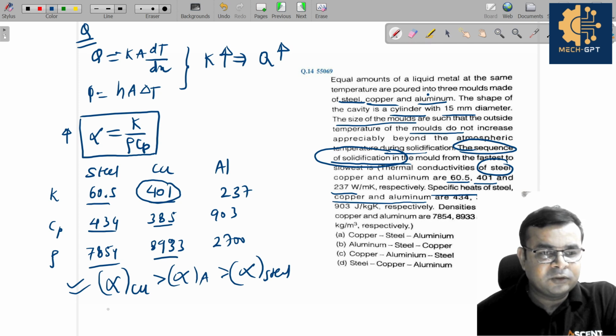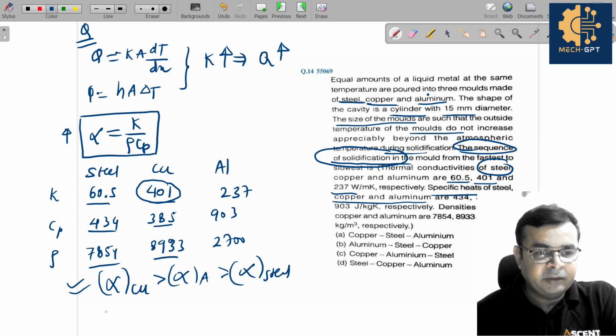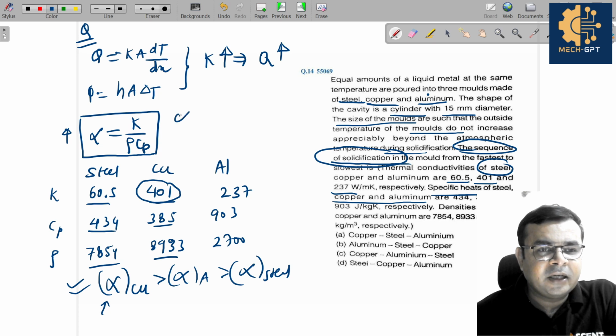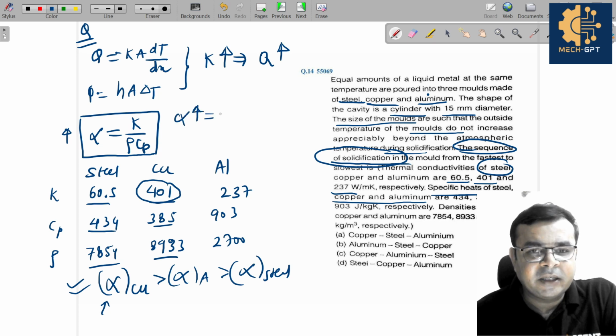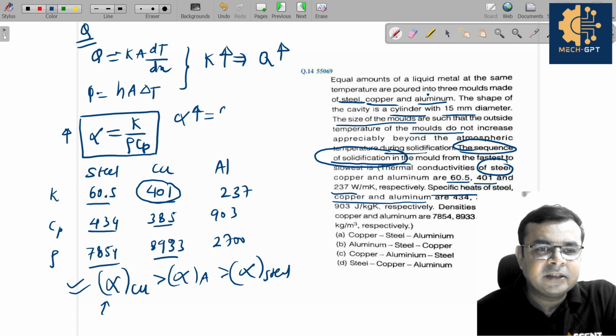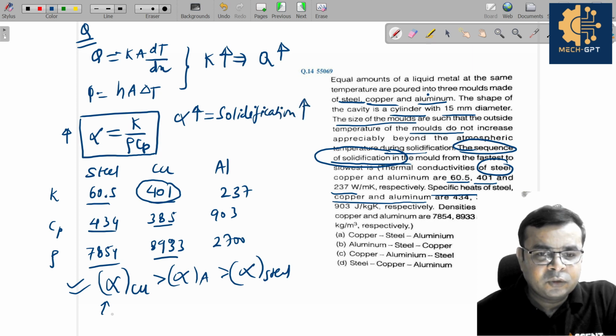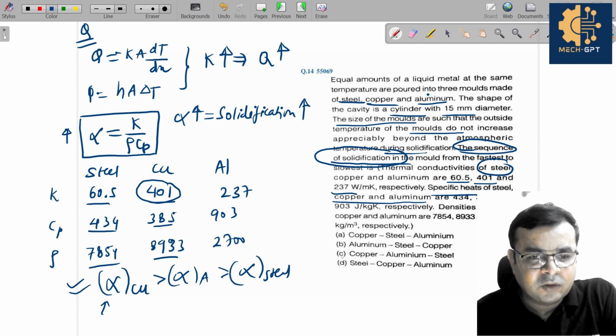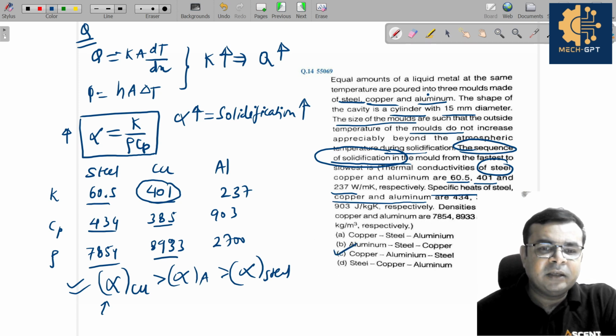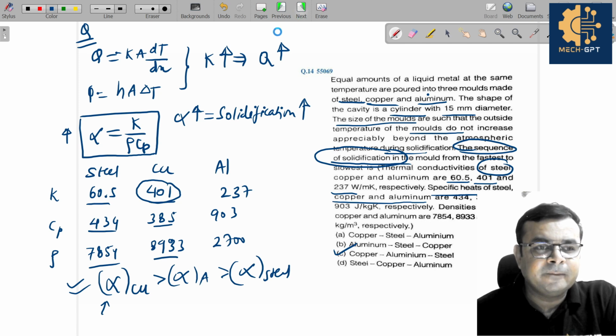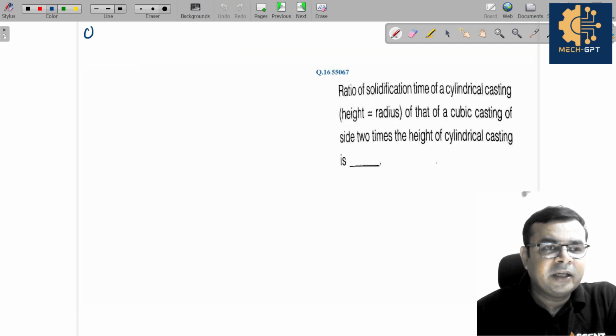And once you have this relation, we can say the copper gets solidified faster if alpha is higher. If alpha is higher, the heat transfer rate will also be higher, or simply we can say faster solidification takes place. Yes or no? So simply can I say the solidification of copper is faster than aluminum, then steel. So the correct answer is option C. Correct. Okay, so let's take another question.